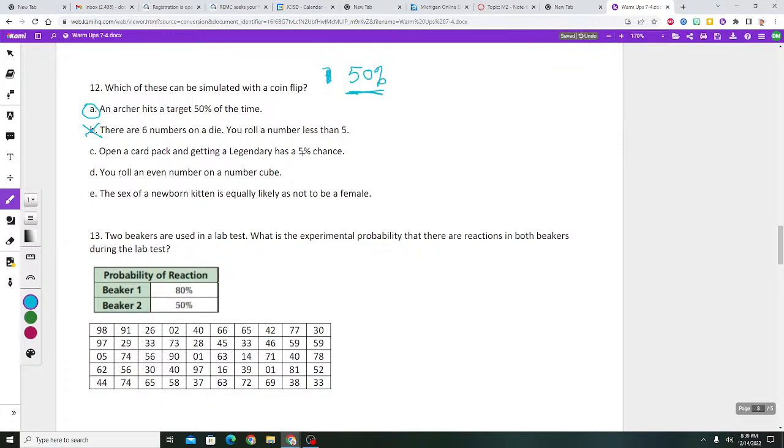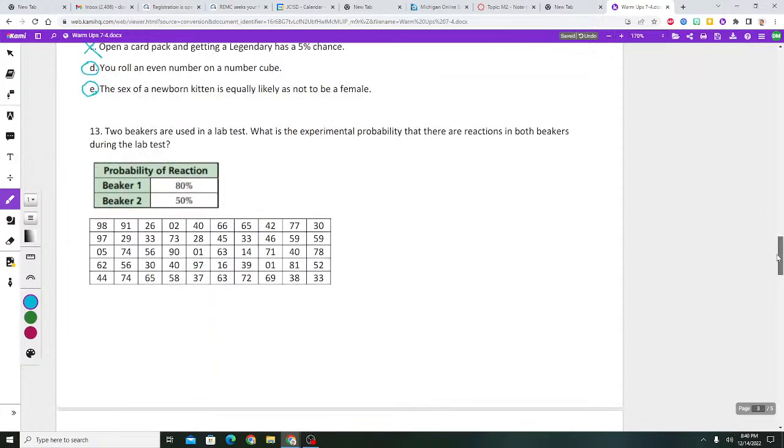Open a card pack and getting a legendary has a 5% chance. That's not going to work. You roll an even number on a number cube. That does work. And the sex of a newborn kitten is equally likely as not to be female. That works. Okay. Last of these.